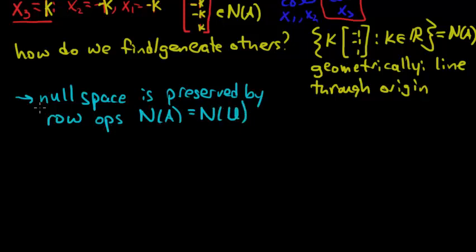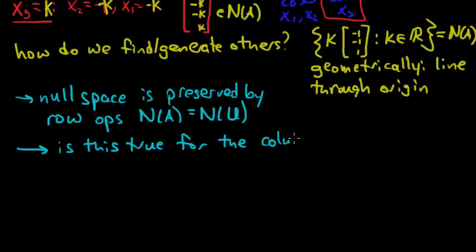And this is because the null space is a set of solutions, and we know from the very beginning of the class that row operations preserve solutions to systems of linear equations. The entire process of elimination is based on that fact. So the null space is safe. My question is, is the same true for the other important subspace related to this matrix equation? Is this true for the column space?